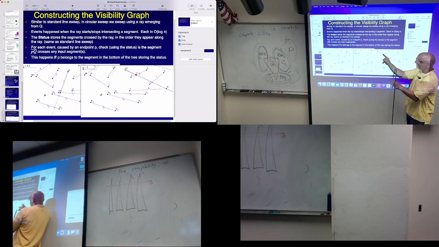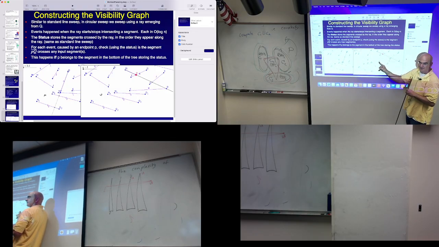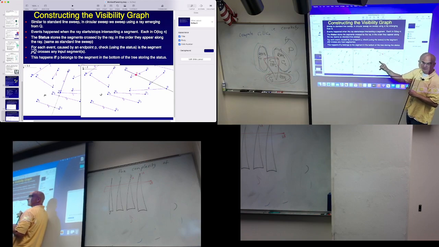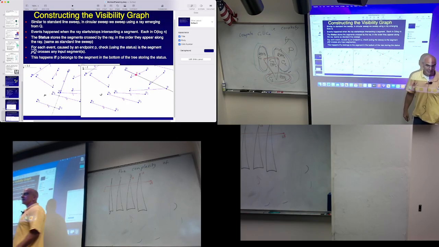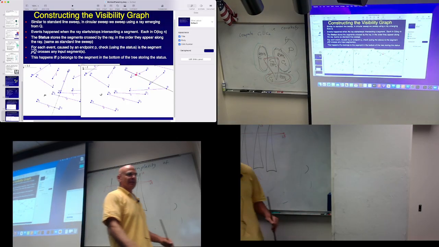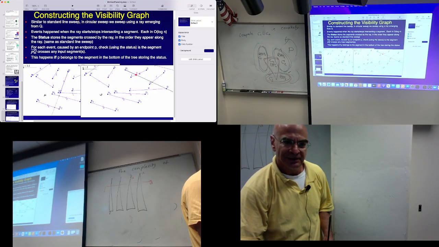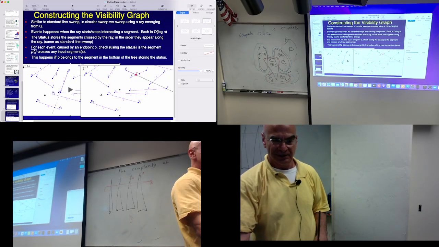How do I know if Q sees a vertex? It needs to be the closest to it, not occluded by any other segments. So in the status, it needs to be the lowermost, the minimum segment in the status that just started or ended, and that will be my hint to insert this vertex into the visibility graph.